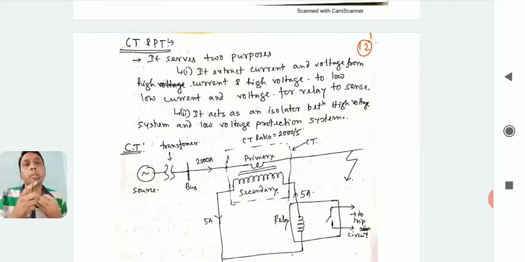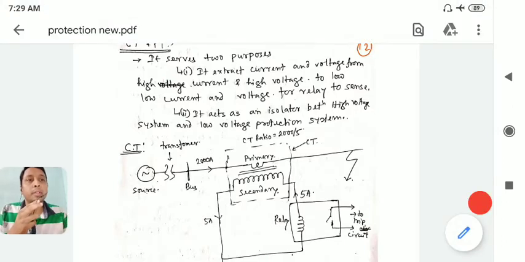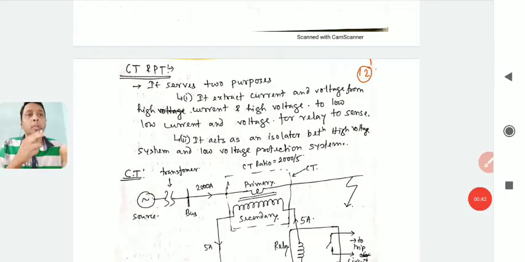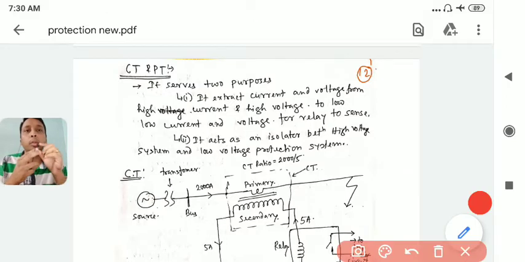As we have already told, CT and PT are the eyes and ears of your protection system, through which the relay can sense if there are any abnormalities, any faults occurring in the system or not. So what does this CT and PT do? They have mainly two purposes.